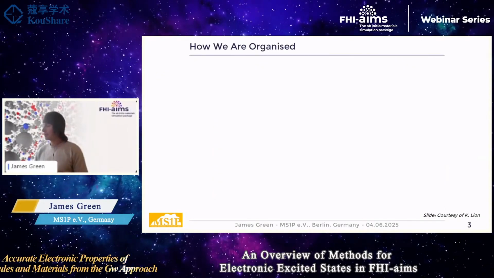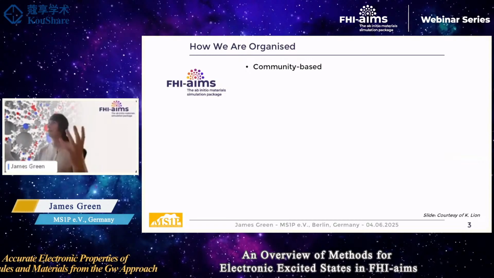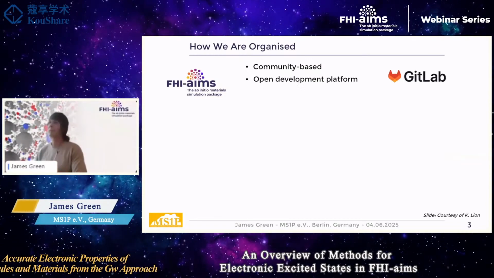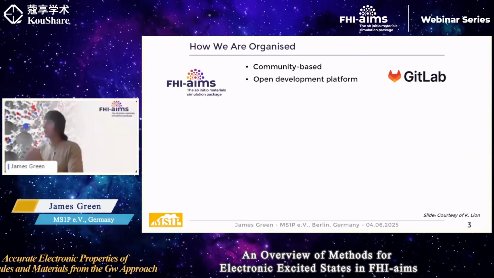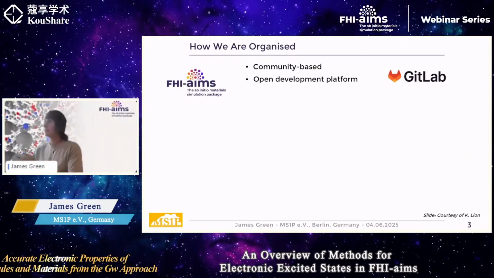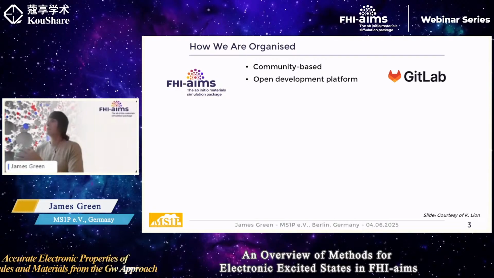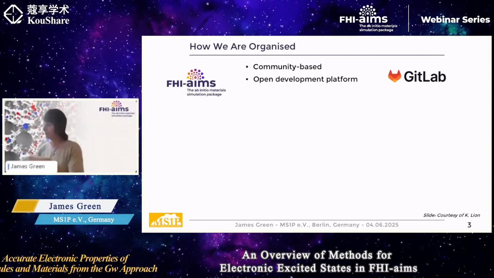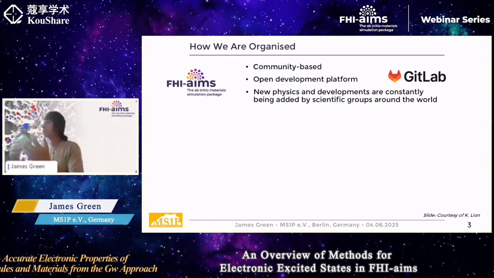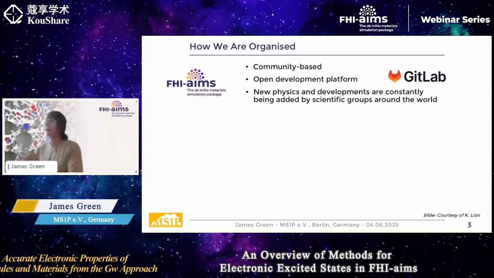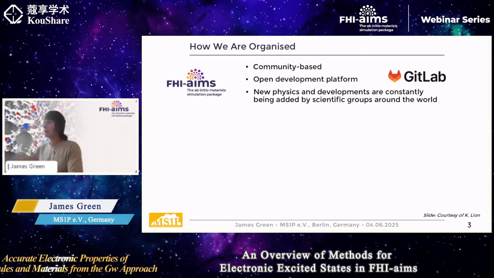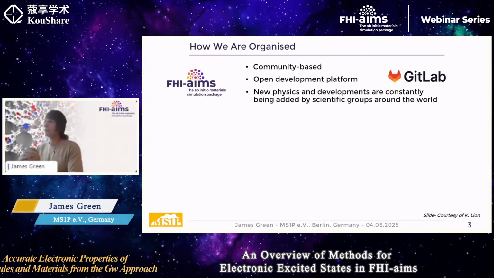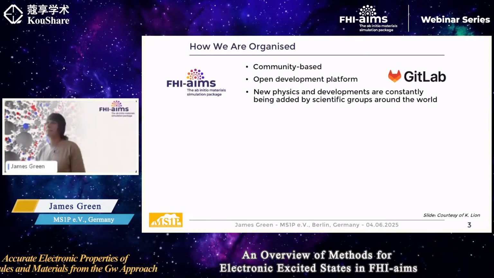So how we're organized. Like I say, FHI-aims is a community-based software, community-based code. It's hosted on an open development platform on GitLab. So there, once you have access to the code, anybody can contribute. And really, new physics and new methods are constantly being added by different scientific groups around the world, as you saw on the previous slide.